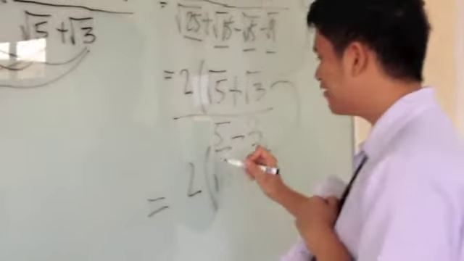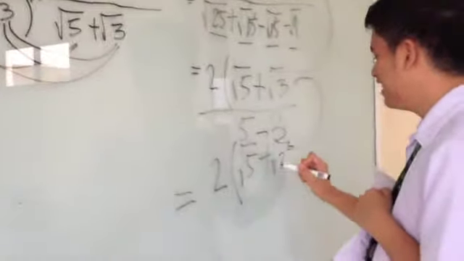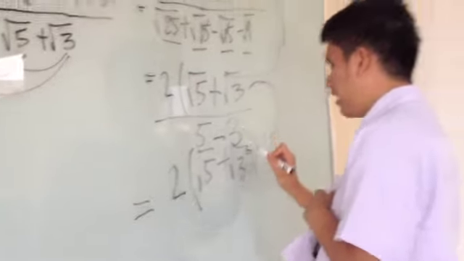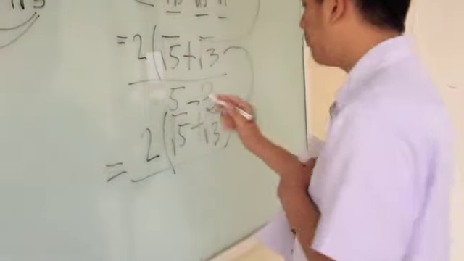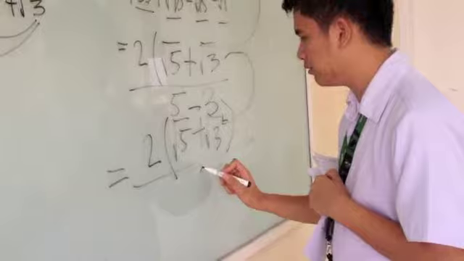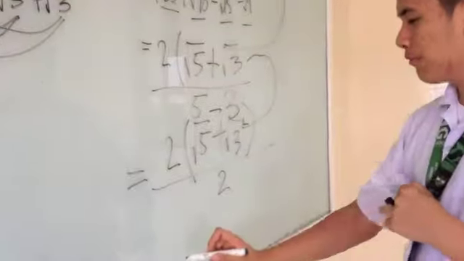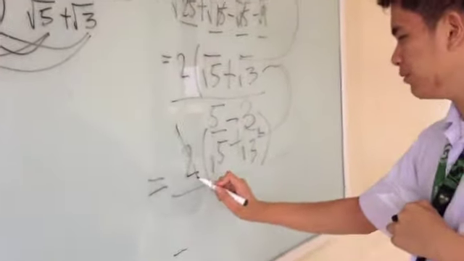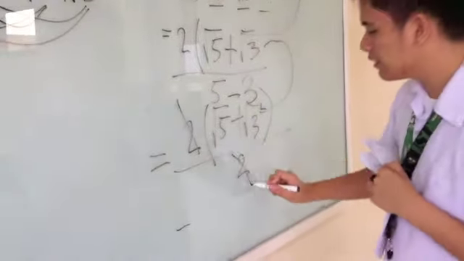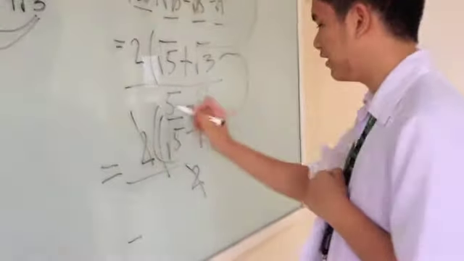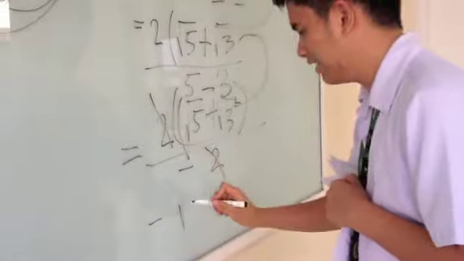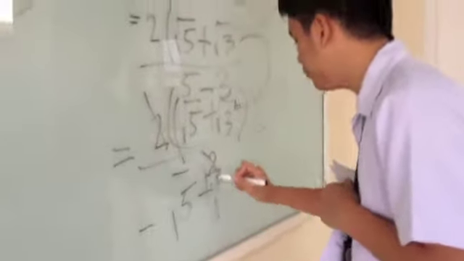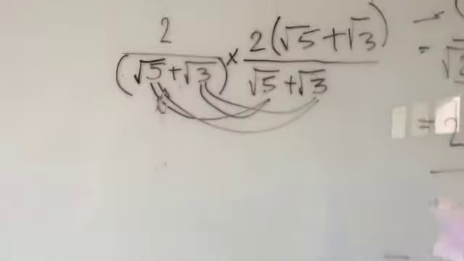Asterisk, square root of 5 plus square root of 3, parenthesis over 5 minus 3 is 2. So, cancel out this 2, cancel out, and cancel out. So, here's the answer. Asterisk, square root of 5 plus square root of 3. Numerator, same as here, same as same.